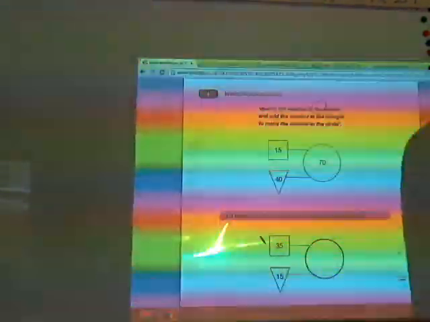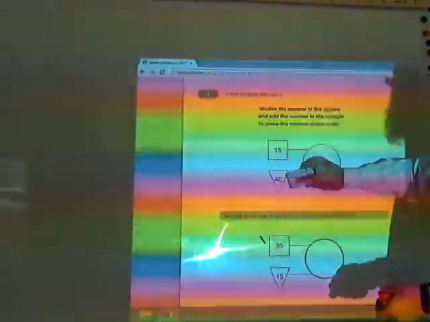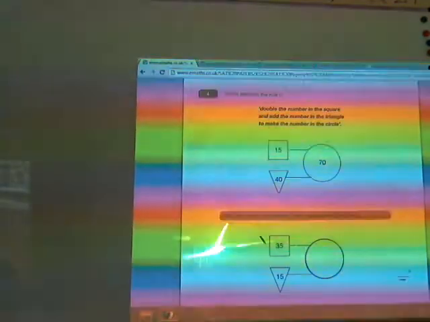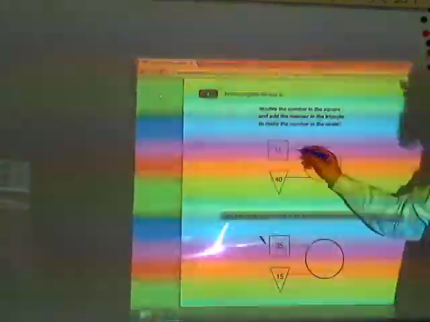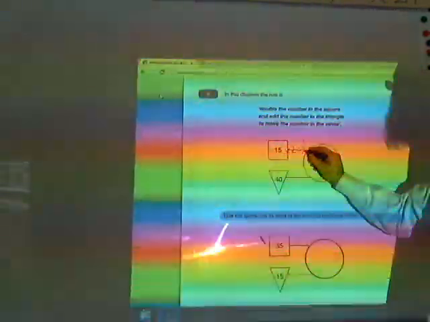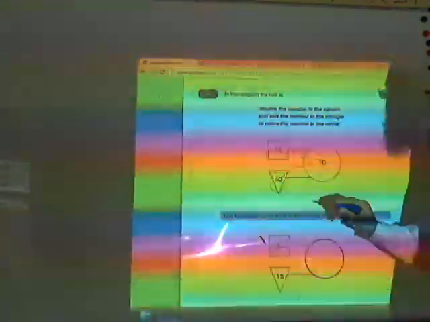Okay, thank you. Right. Double the number in the square and add the number in the triangle to make the number in the circle. So we do 15, we multiply it by 2, that gives us 30, and then we add with this number, it gives us that number. That's how we do the technique.